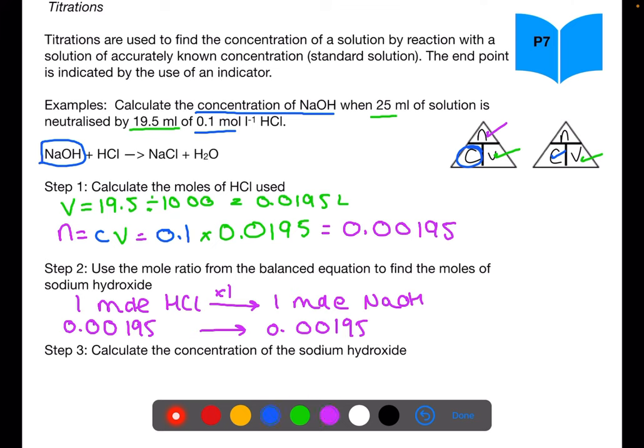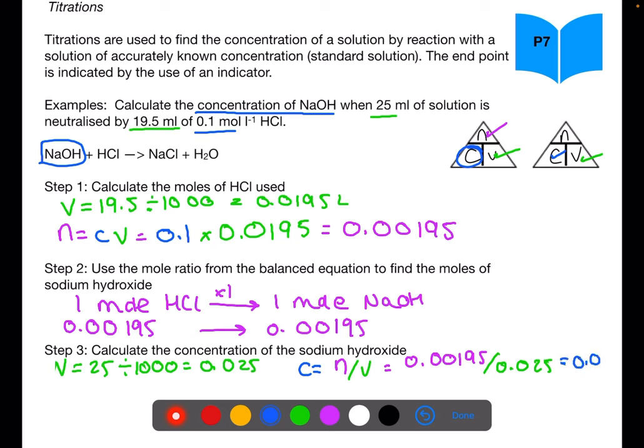We can use this along with the volume to find the concentration. We must first convert the volume into litres by dividing by 1000. We can then take moles divided by volume. This gives a concentration of 0.078 moles per litre.